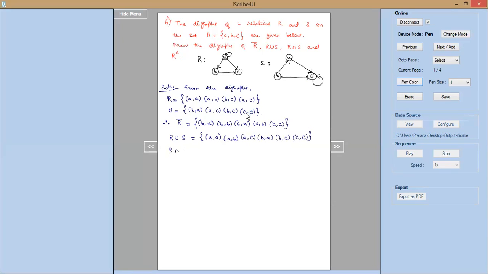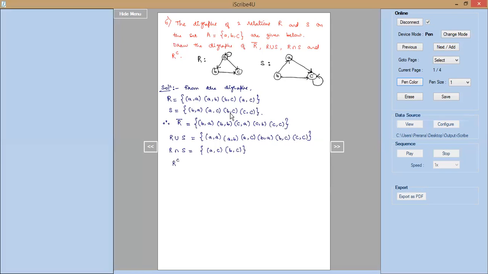Now R intersection S. R intersection S is given by the common elements in the set R and set S. Okay, so we observe AC is common and we observe B comma C is common. So A comma C and B comma C.